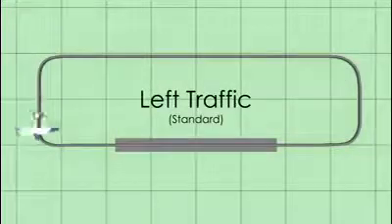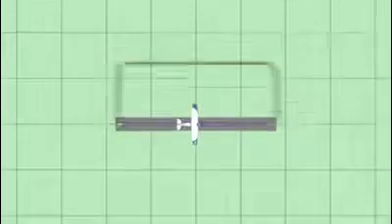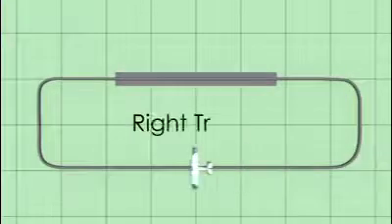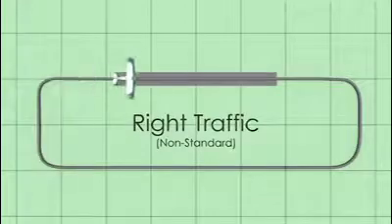This means that all turns in the pattern are made to the left. A runway could also have a non-standard or right traffic pattern, where all turns are made to the right. At most airports, the traffic pattern is typically flown 1,000 feet above the elevation of the airport.